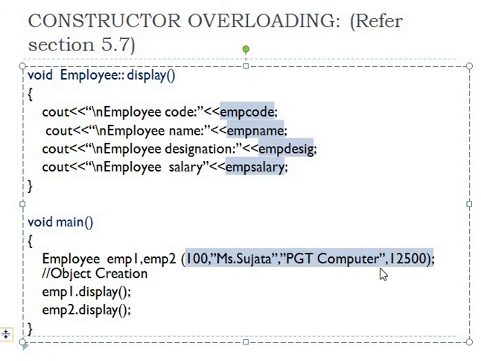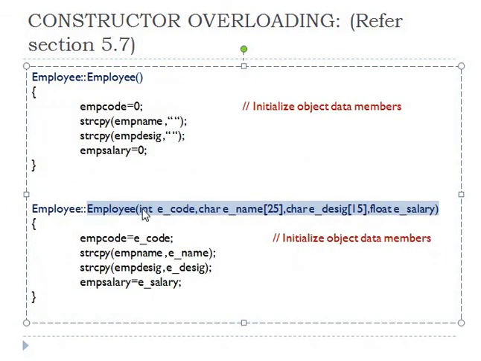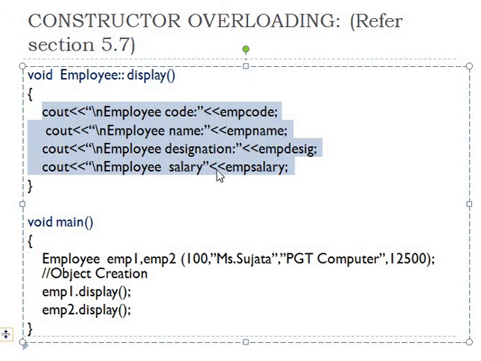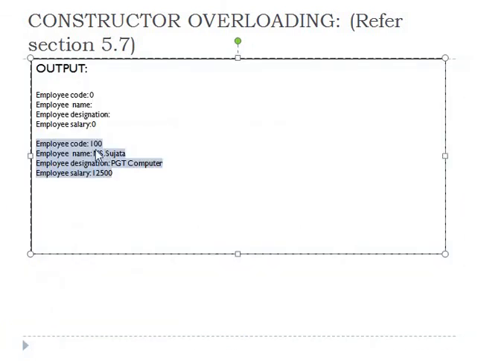So keep in mind that these initial values have been passed into these data members through this parameterized constructor, where those initial values have first been passed into these four parameters, namely ecode, ename, edesig, and esalary, and from these parameters only they get assigned into the data members emp code, emp name, emp desig, and emp salary. That's why on executing these four statements, which are specific to the object emp2, I get to see this portion of the output.